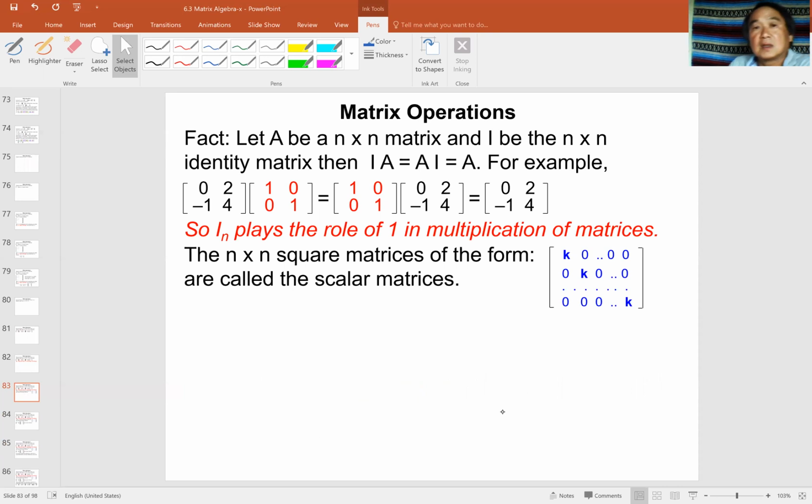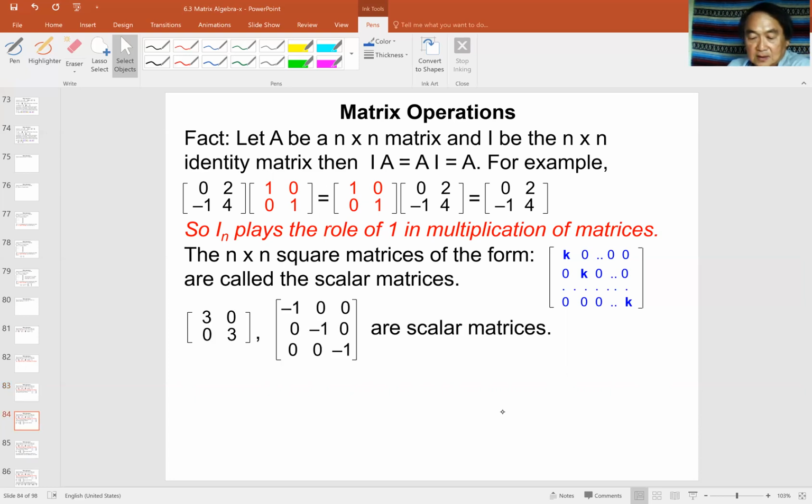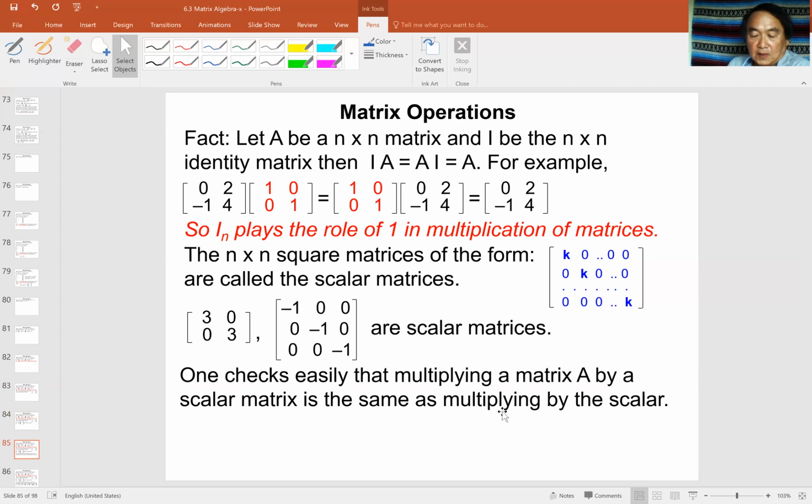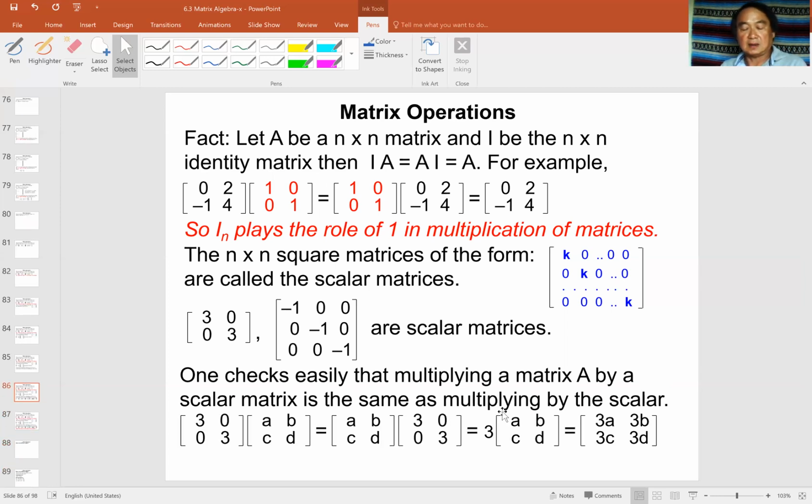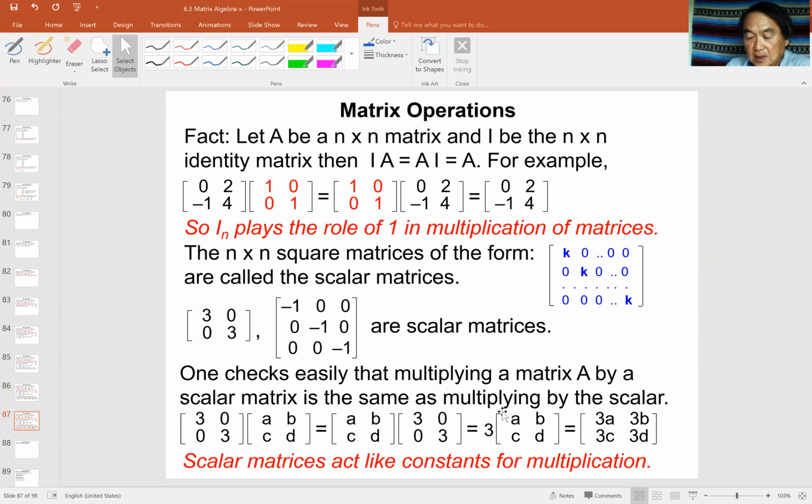And similarly, if I put the number k down the diagonal, 0 everywhere else, then multiplying any matrix by this matrix is like multiplying by the scalar k. So for example, if I multiply the scalar matrix 3 by A, B, C, D, I get 3A, 3B, 3C, 3D. It works just like the scalar multiplying by 3. That's why we call these matrices the scalar matrices.